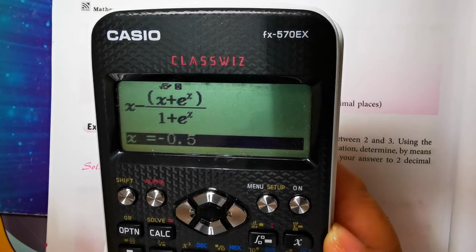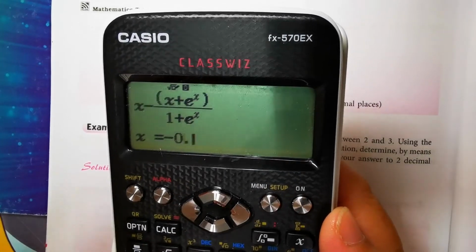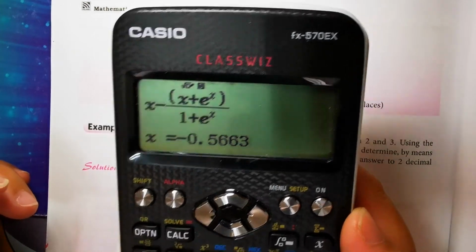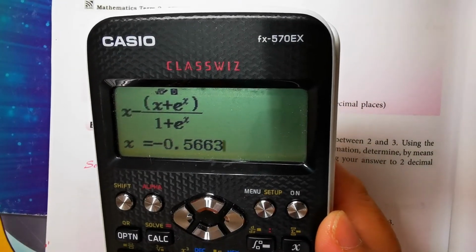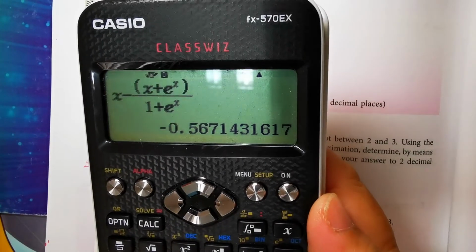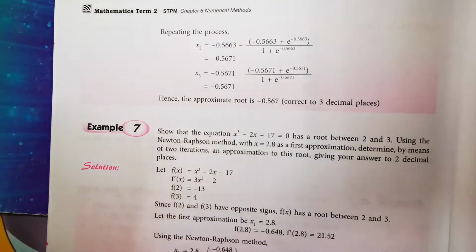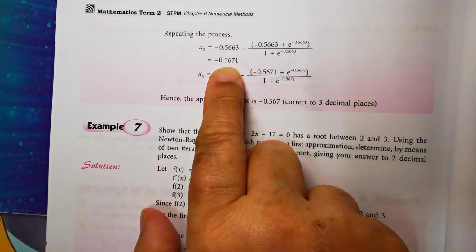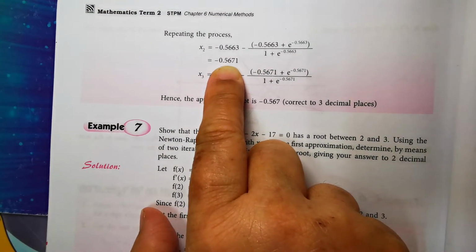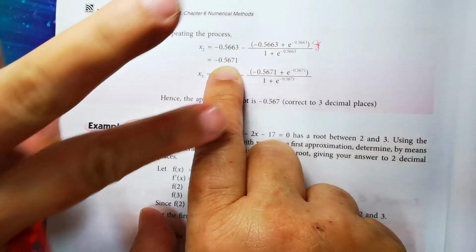Then it asks you what is the x that you want to use. So it's -0.5663, right, just now. Okay, so equal. See that? The answer comes up, negative 0.5671. All right? 0.5671. Okay? So remember, show this step at least twice, 2 times.